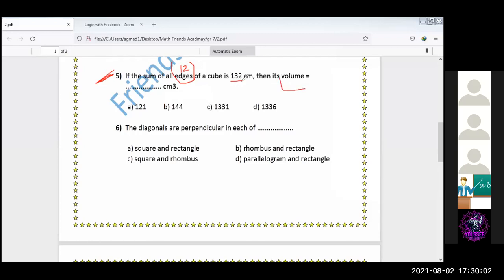Why do I divide this 132 by 12? Because you need what? I need the centimeter, or the length of one edge. I need the side length to bring the volume. Give me the rule. We will divide the sum by 12. I need the rule of the volume of the cube.